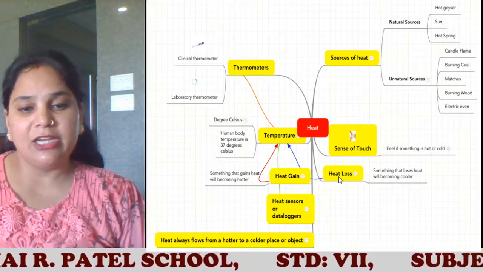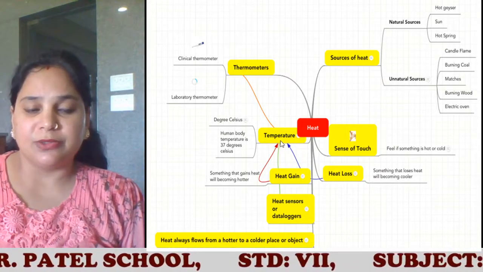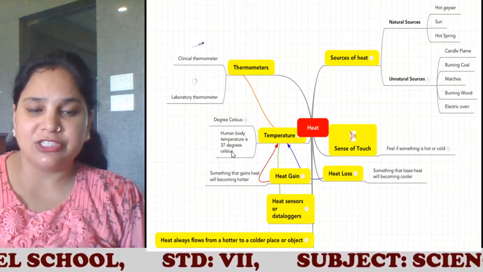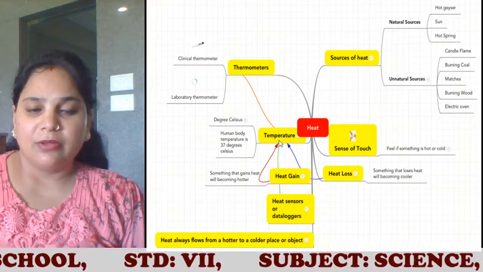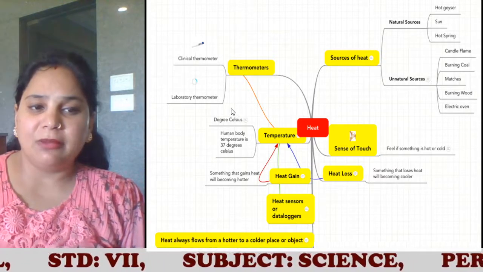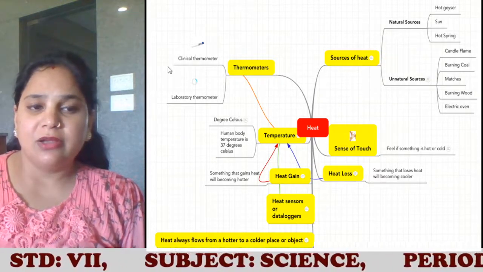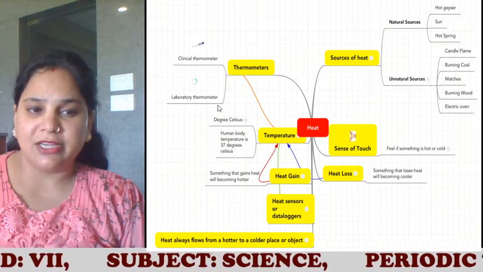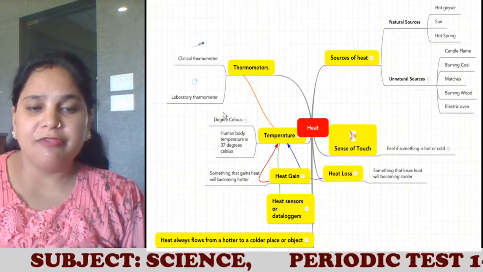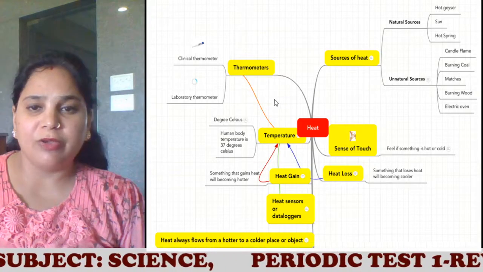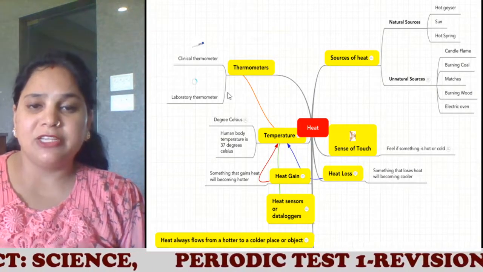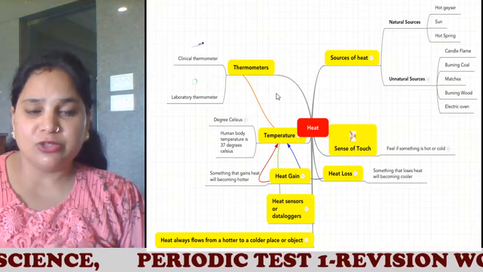And this heat gain and heat loss is measured with temperature. The temperature of a human body is 37 degrees Celsius. So, we measure the temperature by using thermometers, clinical and laboratory thermometer. So, we should know each of the clinical and laboratory thermometers in detail. Nowadays, we have the digital thermometer also. So, the features of all the three thermometers along with the precautions to be taken, the composition of the clinical, laboratory and digital thermometers, the range, everything we should know.